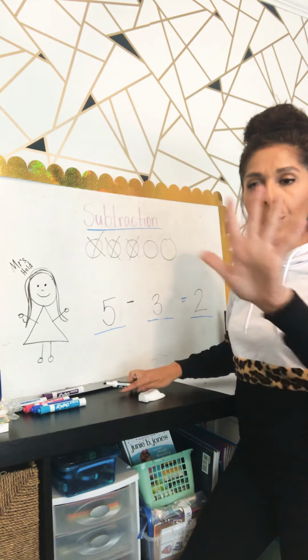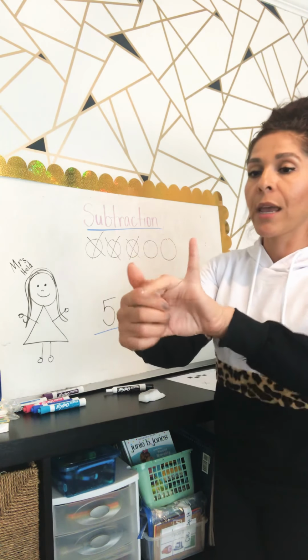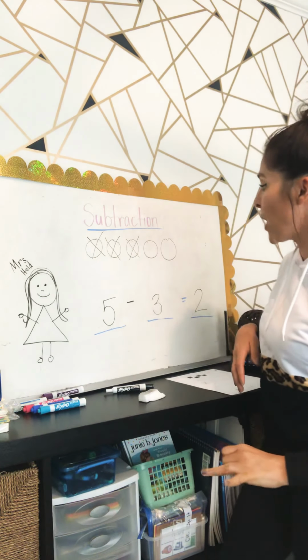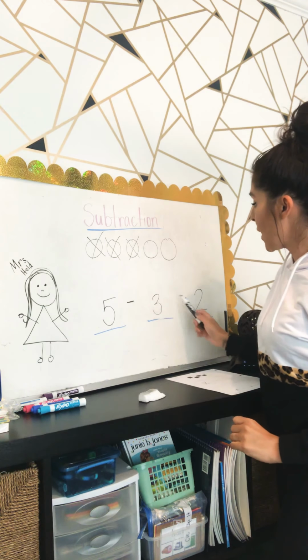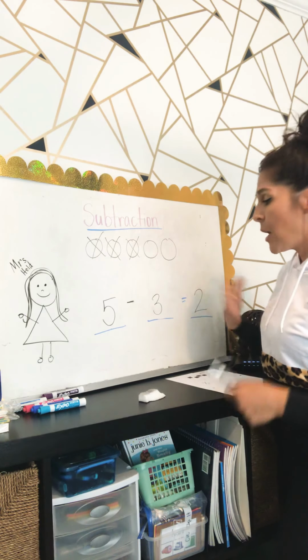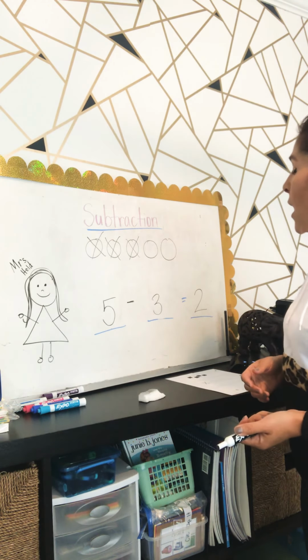Is that true? Well, let's do it. 5 minus or take away 3 equals 2. Is that what's left? Yes, it is. So it's an easy way to check yourself also. Okay, so 5 minus 3 equals 2. 5 take away 3 is 2. Again, just keep rereading it the different ways to help them understand it.